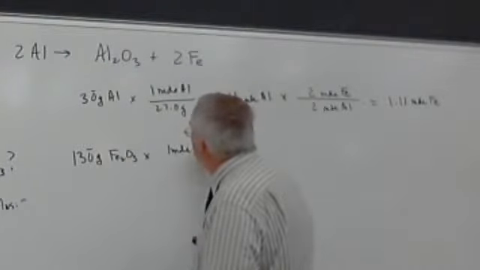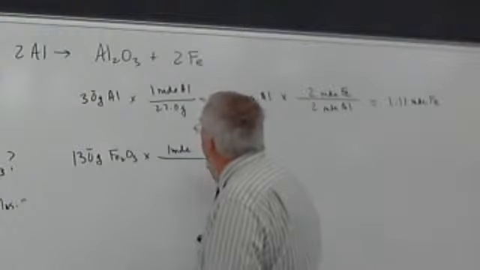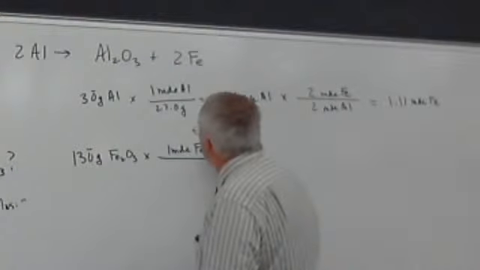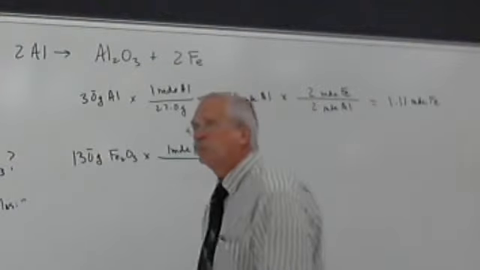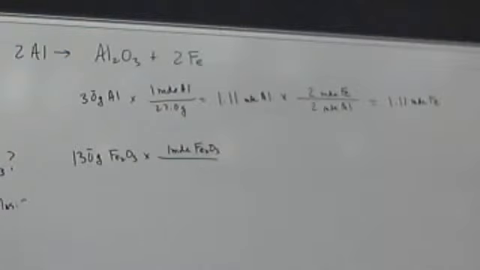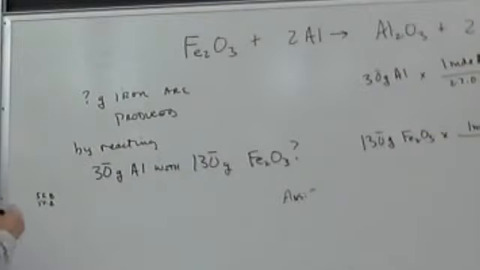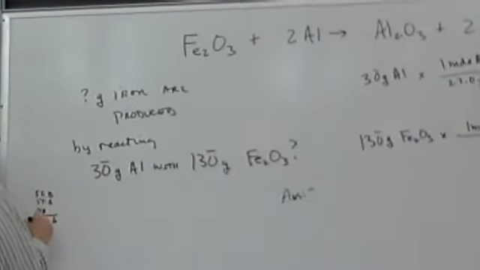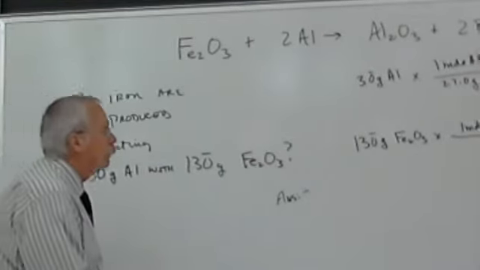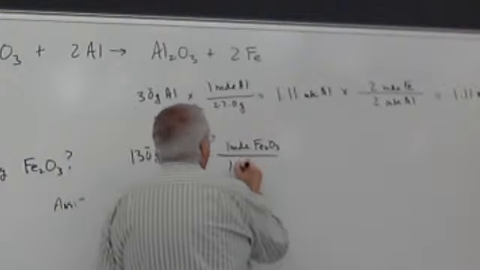So how do I change this into moles? 1 mole of iron 3 oxide is, I don't know. Okay, over on the side here, iron is 55.8, and there are 2 of them. Oxygen is 16, there are 3, that looks like about 48. So the total is about 159.6. Sounds good to me.